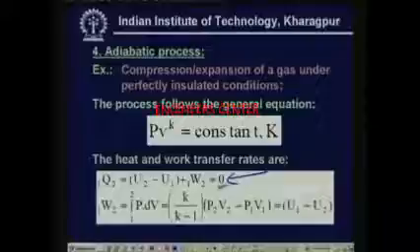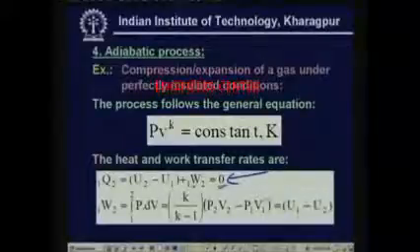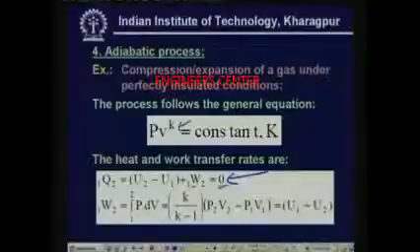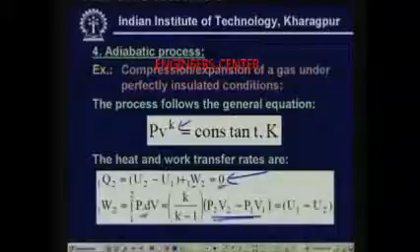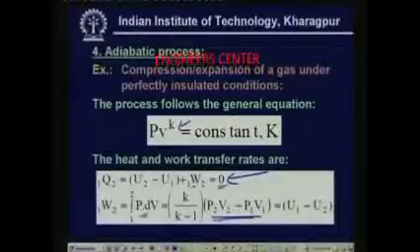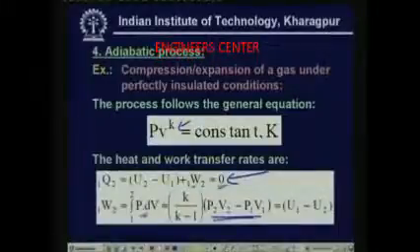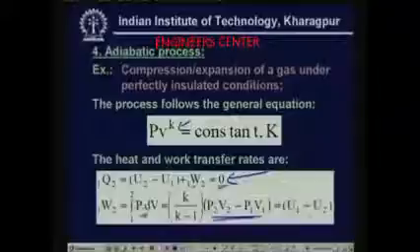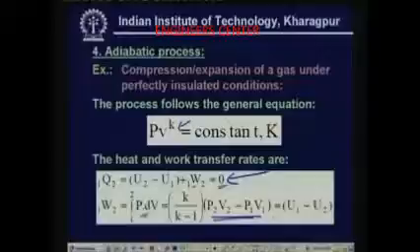Since this term is equal to 0, the work transfer must be equal to the change in the internal energy. That is what is shown here. If you use this equation along with this equation, you get this expression for work transfer. So the work transfer during an adiabatic process is given by K divided by K minus 1 into P2V2 minus P1V1, which is nothing but U1 minus U2. So this is a typical work transfer for an adiabatic process.